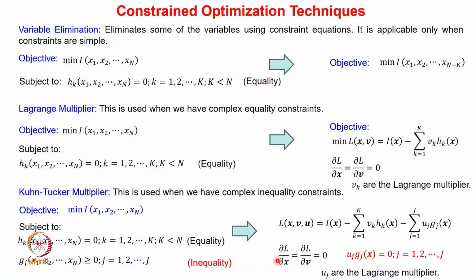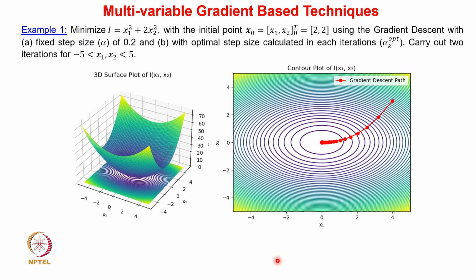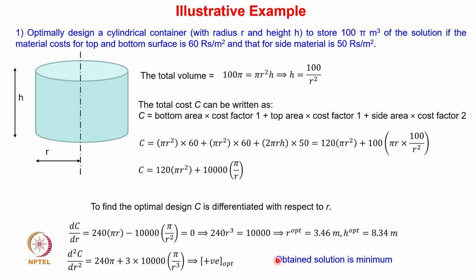Let's go back to the same example we started with. We wanted to minimize the total surface area. What will be the total surface area? The two circular ends give 2 pi r square, and the other area will be 2 pi r h, which is nothing but the lateral surface area. This total surface area I wanted to minimize, because the amount of sheet metal required is related to the area.